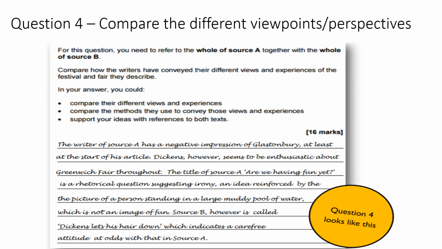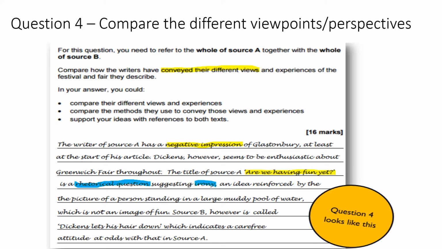Okay, so what have we got there? If we highlight, the writer of source A has a negative impression. So straight away we're going into that point, we're making that point, and we're looking at how the writer of source A has conveyed their different view of the festival. Now, when he goes on, the title of source A, Are We Having Fun Yet? So we've got evidence there. Is a rhetorical question. We've now got a language technique. Rhetorical question, suggesting irony. So we've got another technique there.